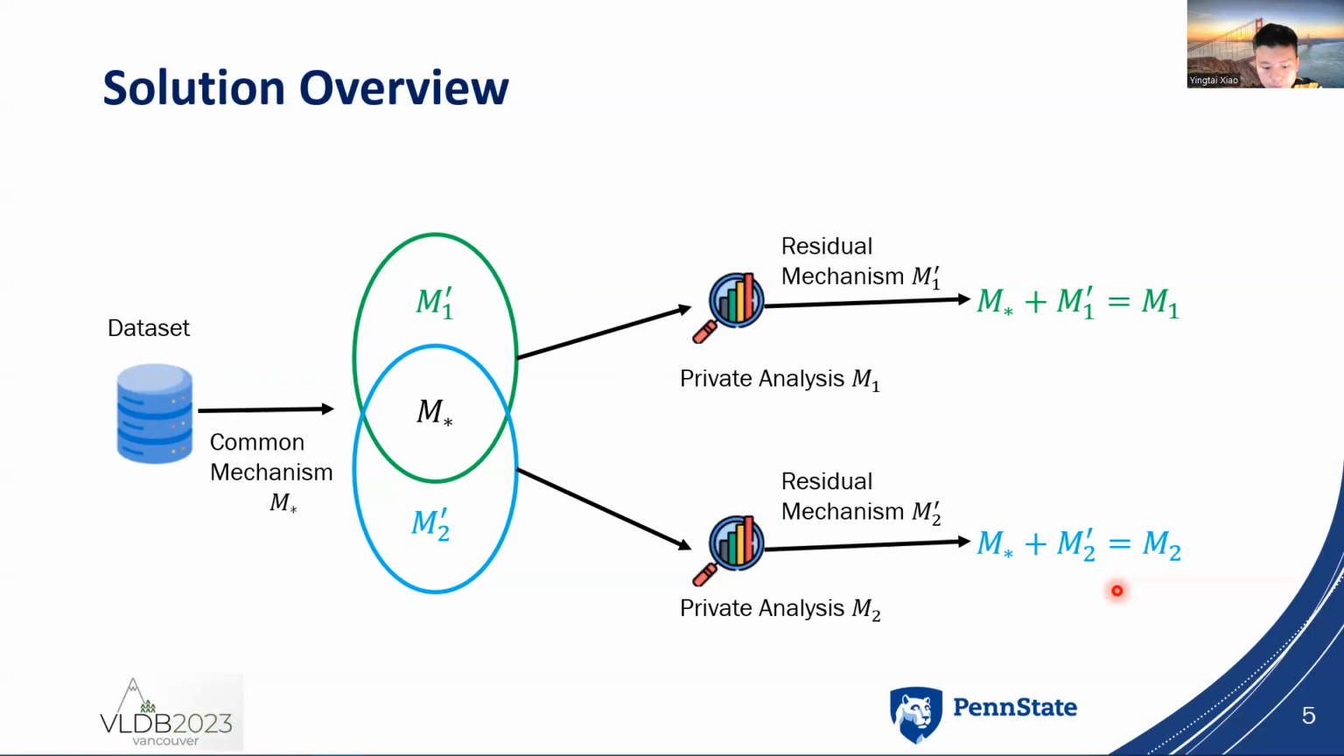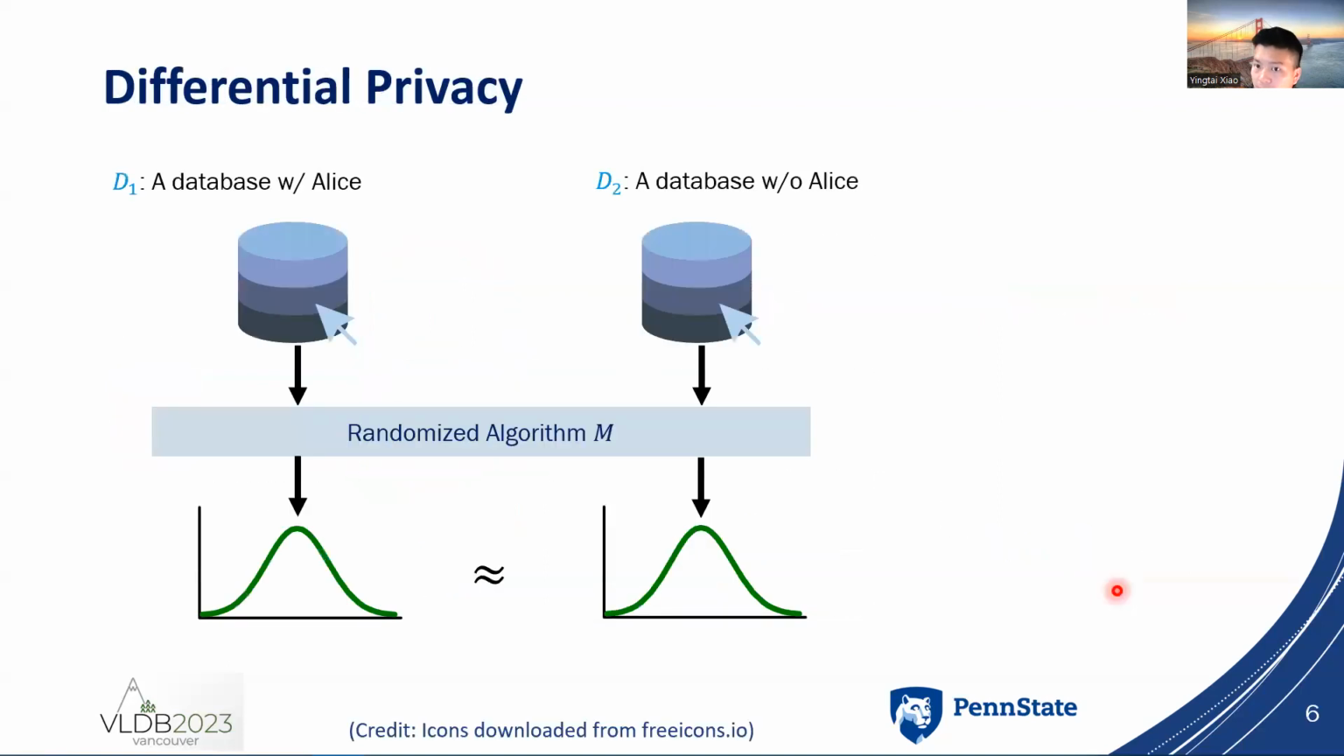And then we need to dive into details. So first of all, our framework satisfies differential privacy. Differential privacy is a strategy that protects individual data so that the output of an algorithm doesn't change much by removing or adding a single user's data.